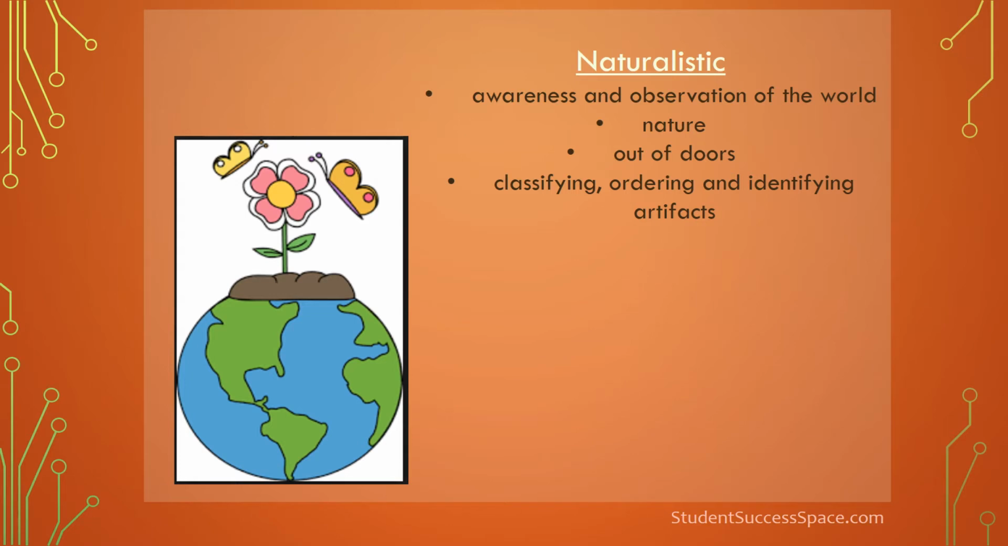The last of the original eight intelligences is the naturalistic learner. This learner relates to the awareness and the observation of the world around them, especially within nature. These learners would prefer to be outside. They orient themselves to the world surrounding them, and they are particularly proficient at classifying, ordering, and identifying artifacts within the natural world.